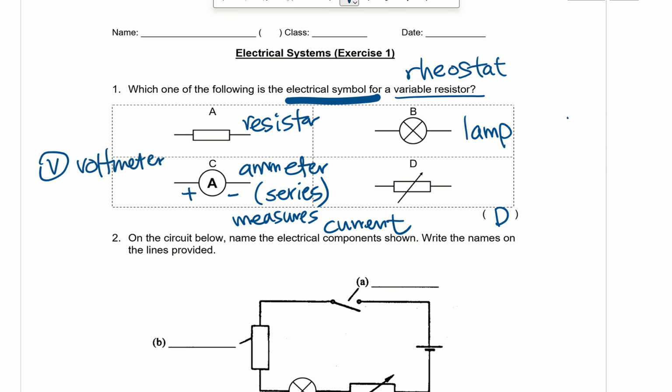Now we have another meter called the voltmeter. Voltmeter is always connected in parallel, and it also has a plus and minus. Plus to plus, minus to minus, and it measures voltage. Don't be surprised that in your WA or exam you are asked to draw from pictures of circuit using circuit symbol. You will be asked to draw.